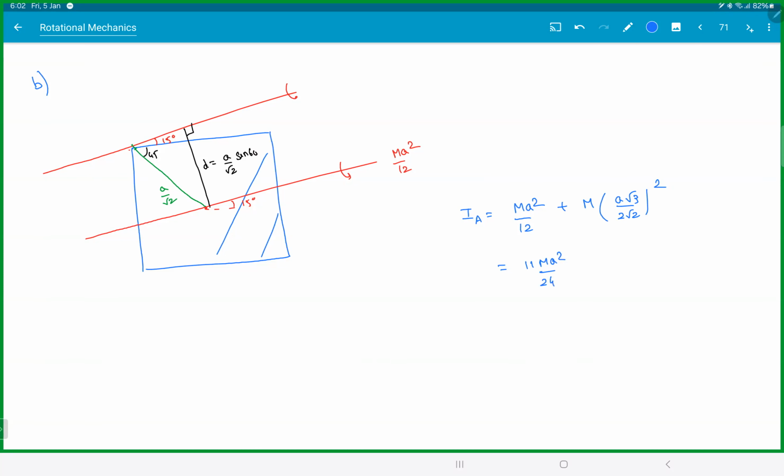That's what most of you got. Check. If you have taken A by root 2 as the perpendicular distance, you'll get 7 MA square by 24, and that will be there in the option. So the mistake is that half diagonal is not the perpendicular distance. That will be the perpendicular distance only if it is 45 degrees. That's it. Easy one, but there is a high chance you'll get trapped, meaning in exam tension you will write that only.